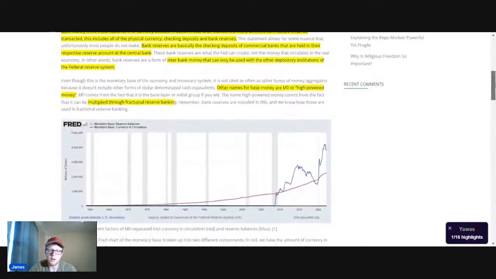Anyways, other names for base money, like I said, are M naught or M0, and also high powered money, because you have to remember bank reserves are a part of this.